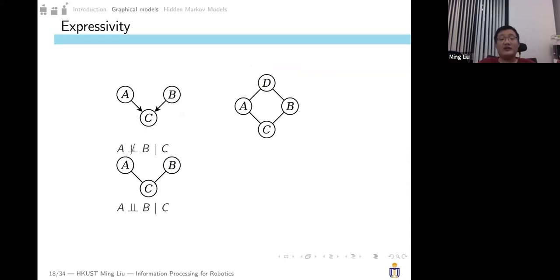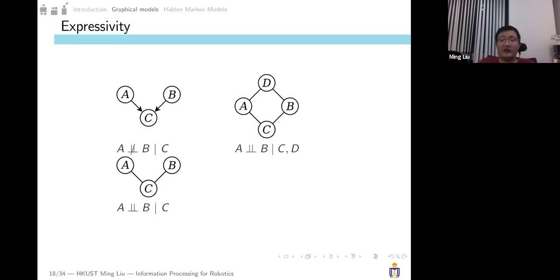And in this case, the lower case, given C, A and B will be independent, right? Because in the sense of I want to pass some information, this information will be blocked by C. Why is it blocked by C? Because it has tails. Any of its tail will block the information. The path is blocked.